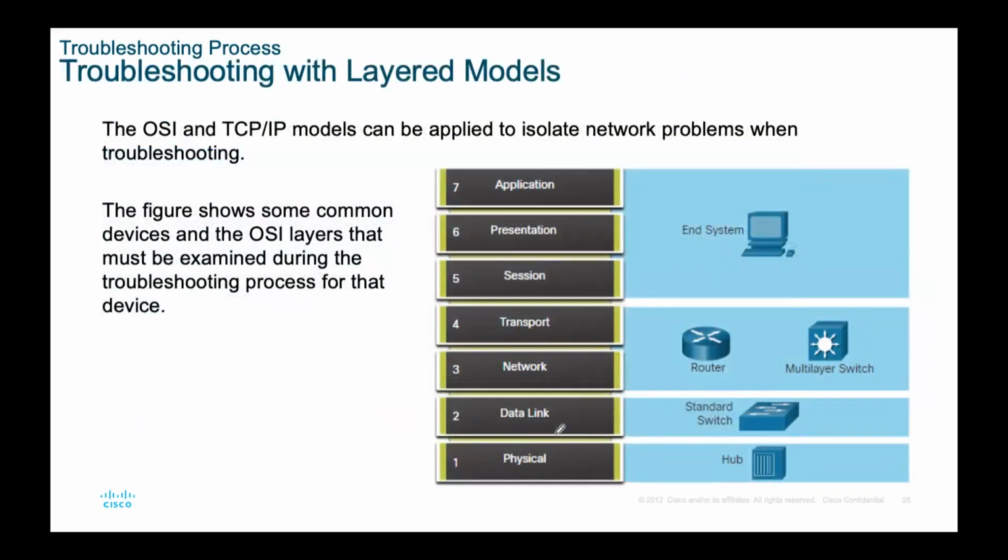Troubleshooting with a layered model. The OSI and TCP/IP models can be applied to isolate network problems when troubleshooting. The figure shows some common devices and the OSI layers that must be examined during the troubleshooting process for those devices.